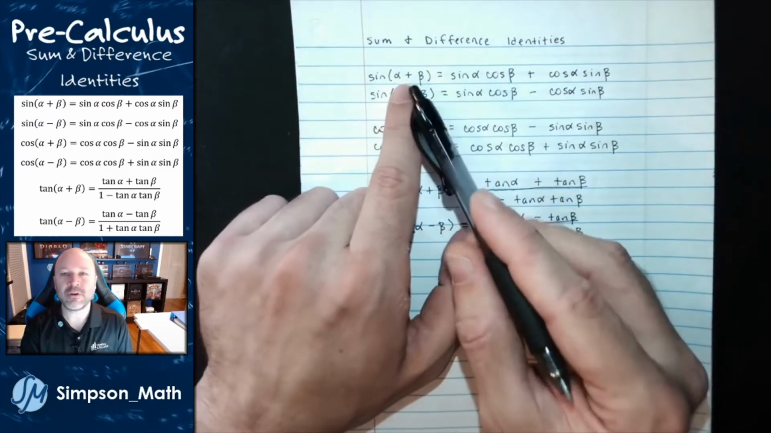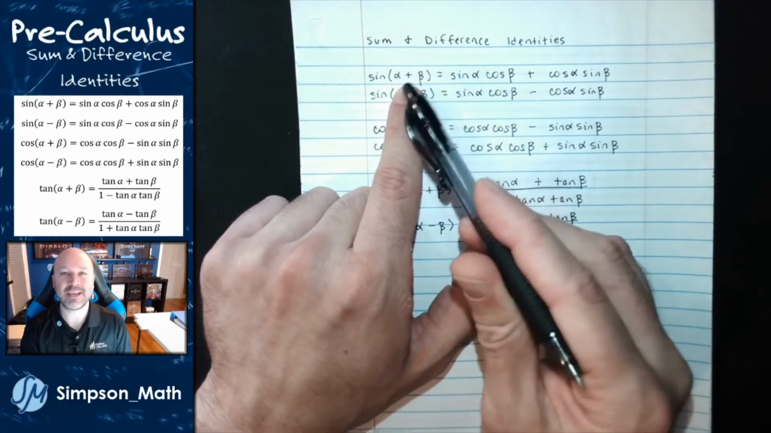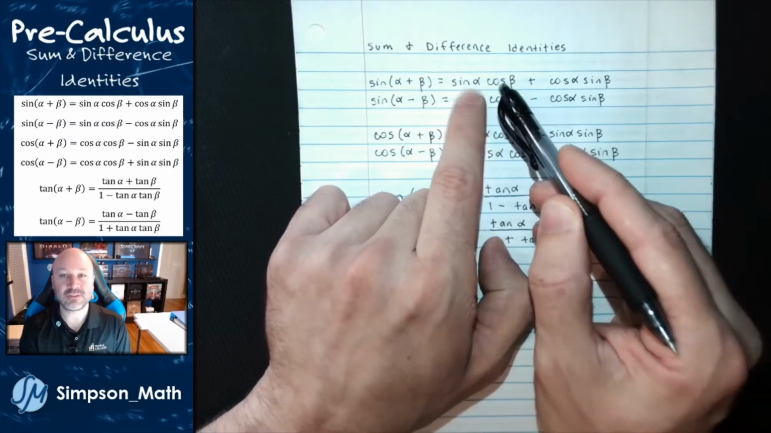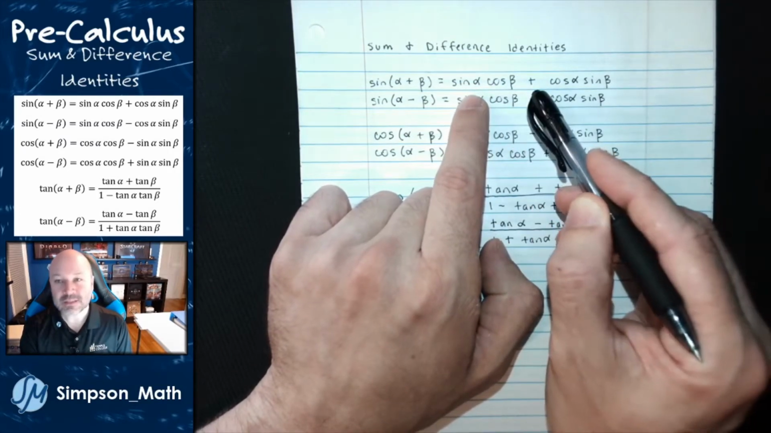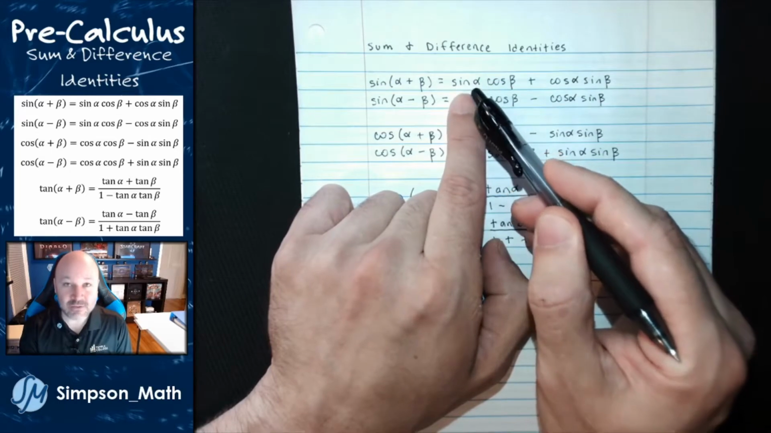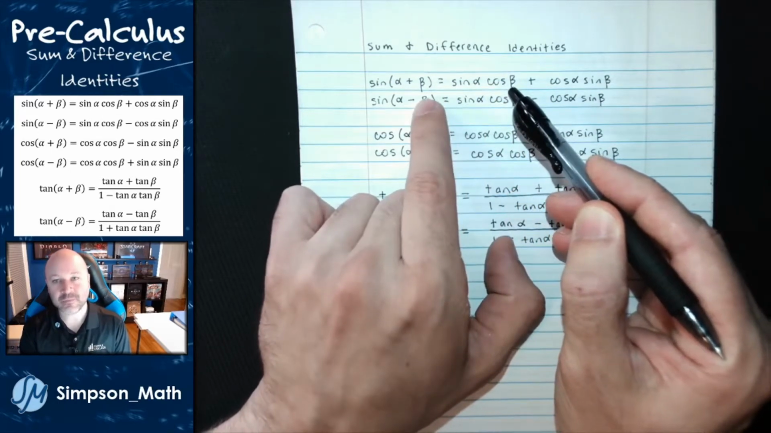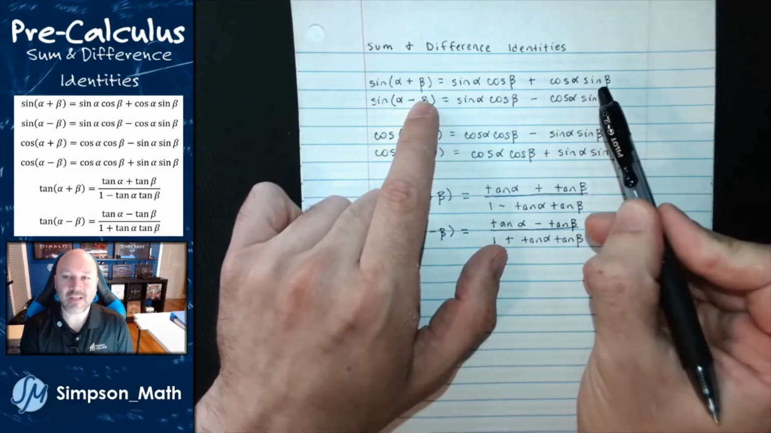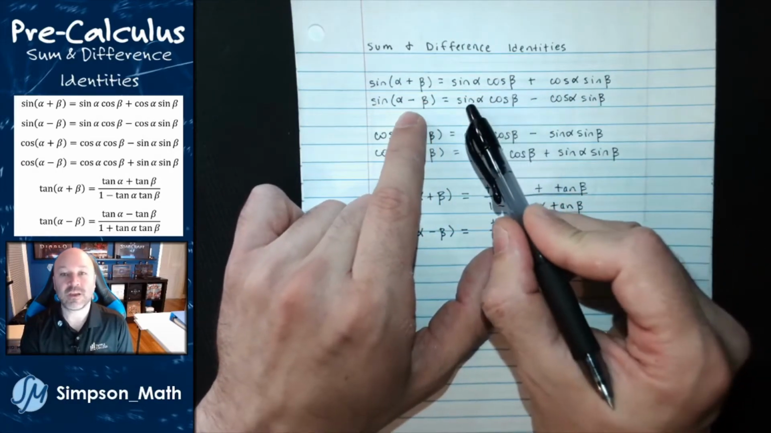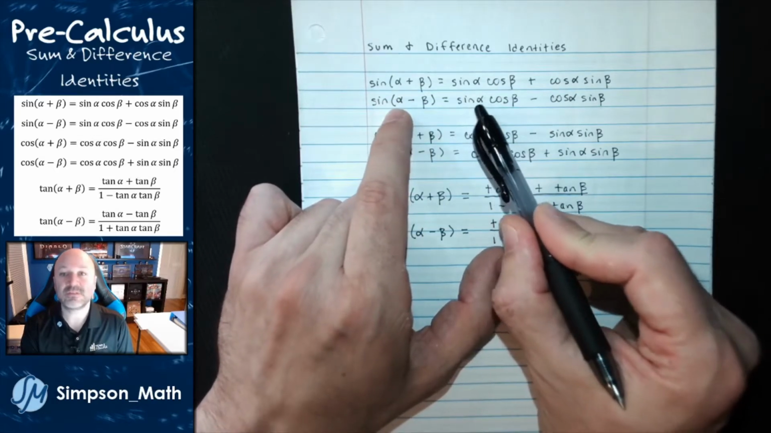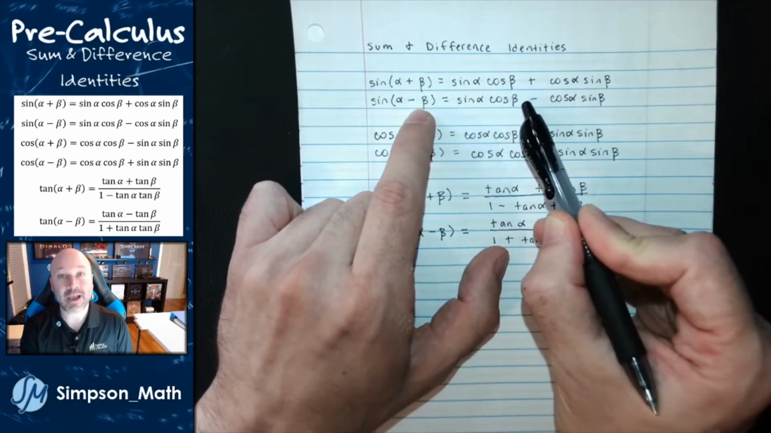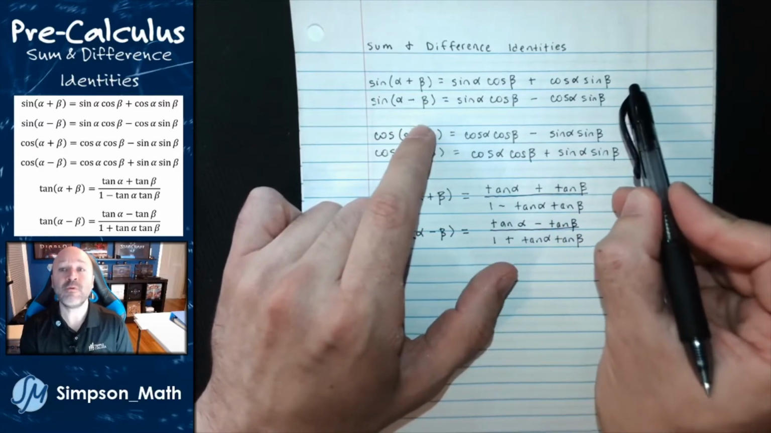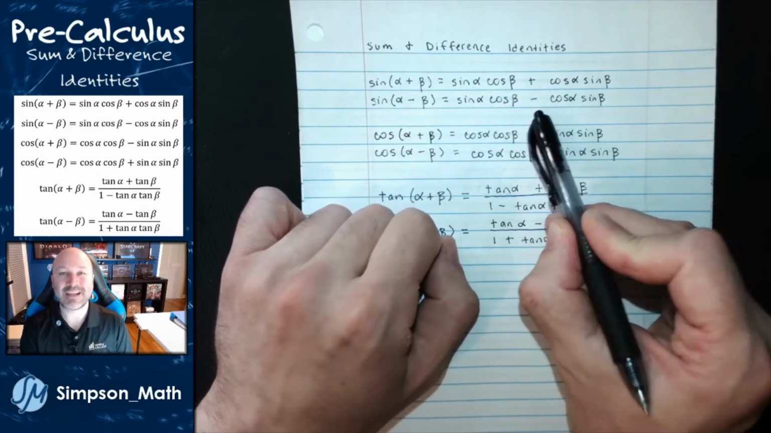So I remember that sine of two angles being added together. So sine of alpha plus beta is equal to the two trig functions, sine and cosine, plus cosine sine. So this is sine of the first, cosine of the second, plus cosine of the first, sine of the second. That's how I memorize the sine sum. Sine difference is the same thing. Sine of the first, cosine of the second, minus cosine of the first, sine of the second.